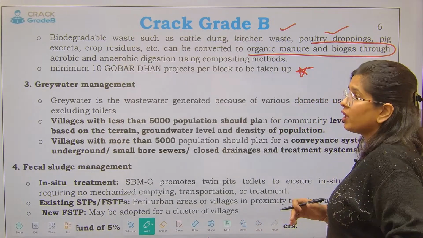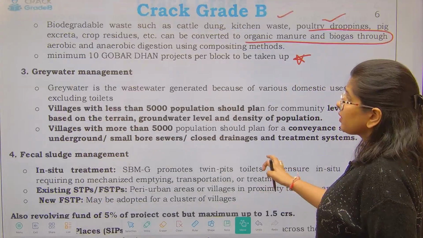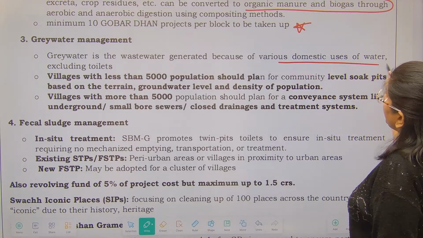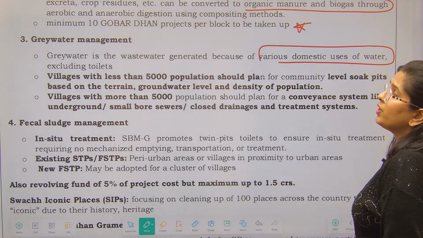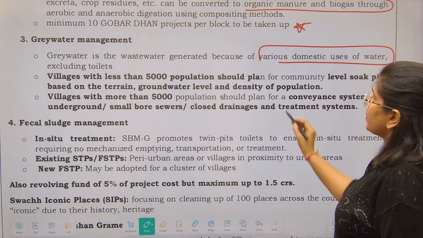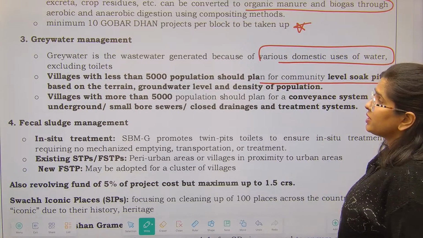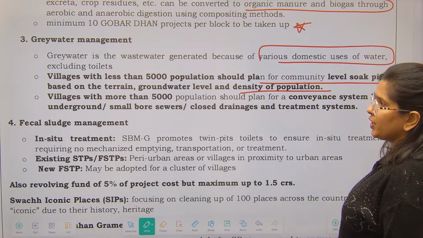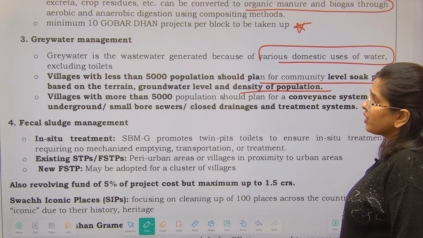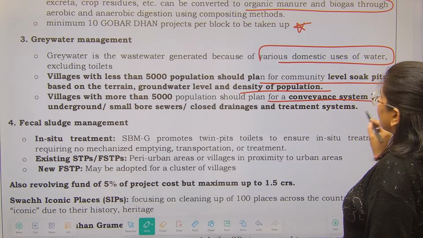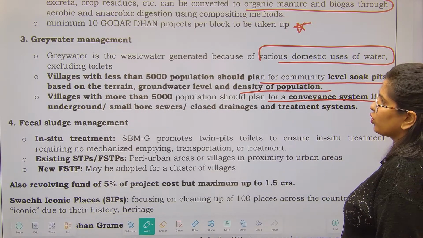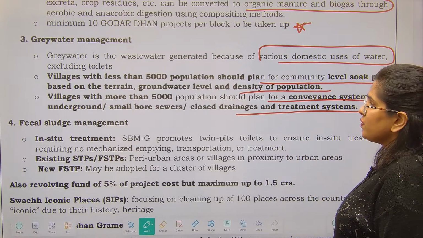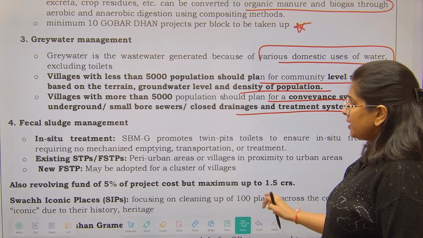Next we have the grey water management. So grey water is the wastewater which is generated because of various domestic uses of water. Villages which are less than 5,000 population, they should plan for the community level soak pits based on terrain, groundwater level and the density of population. Villages with more than 5,000 population, they should plan for a conveyance system like underground small bore sewers, closed drainages and the treatment systems. Next we have the fecal sludge management.